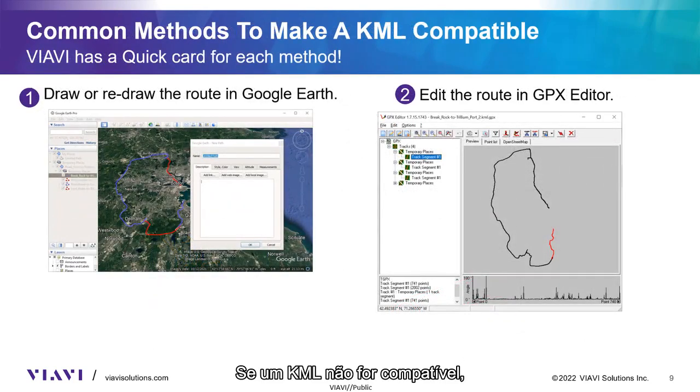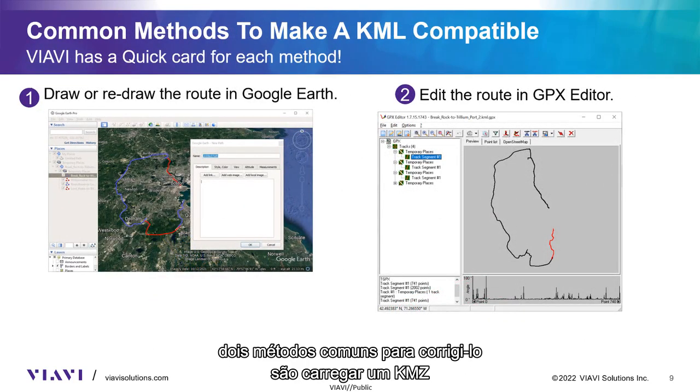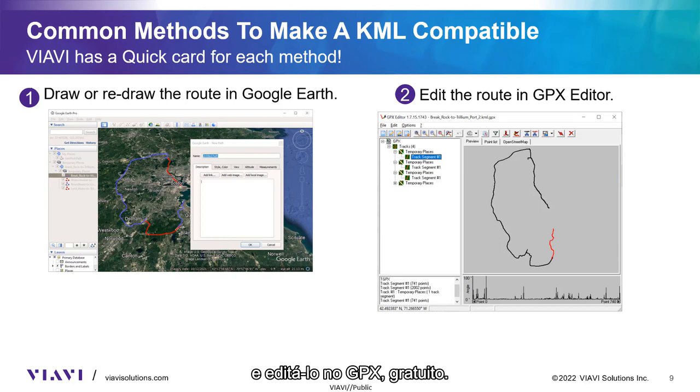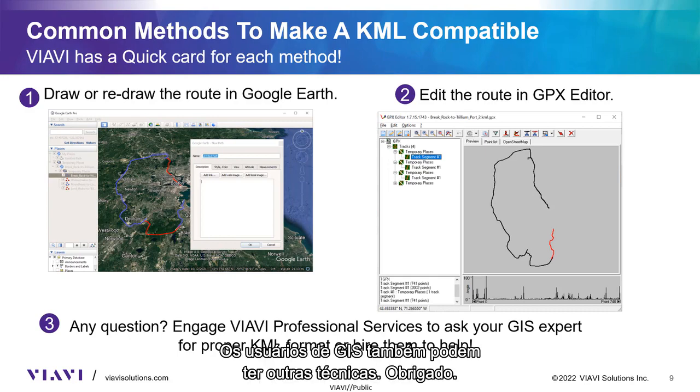If a KML is not compatible, 2 common methods to fix it are to load a KMZ and then draw the route in Google Earth. The second way is to pull a KML out of a KMZ or have a KML and edit in a free GPX editor. VIAVI has a quick card for each method. GIS users may also have other techniques as well.